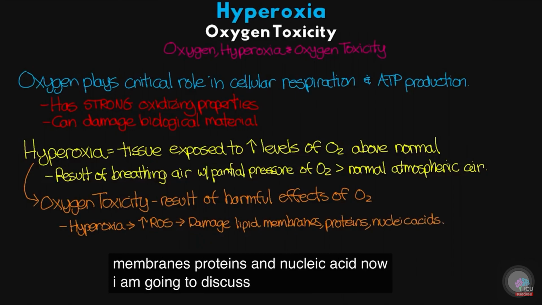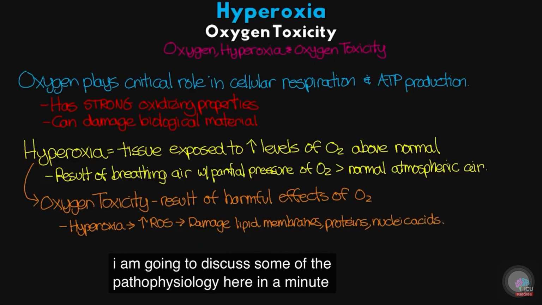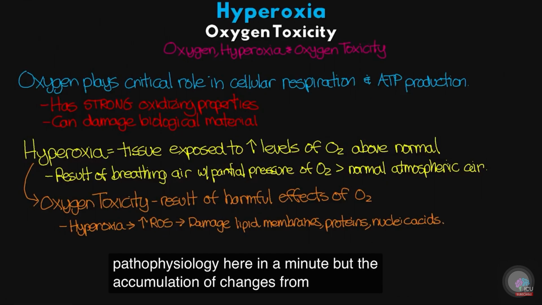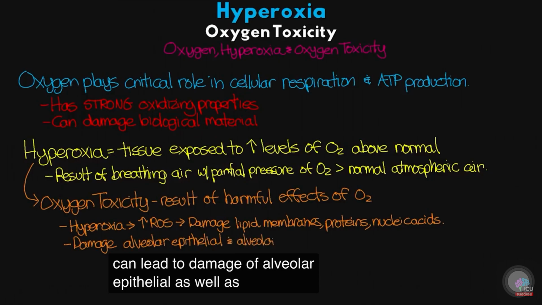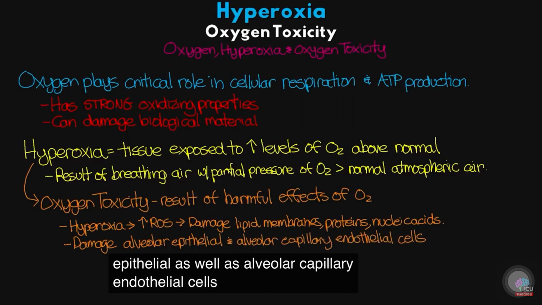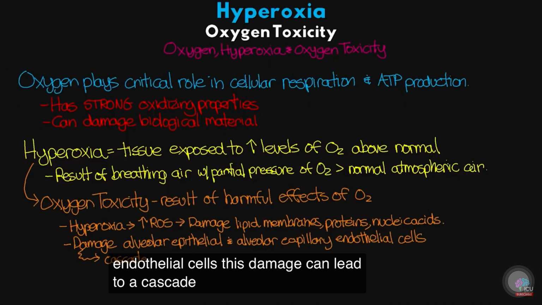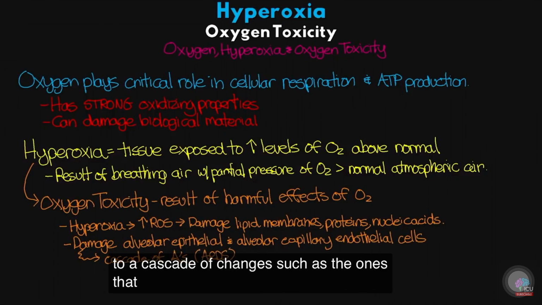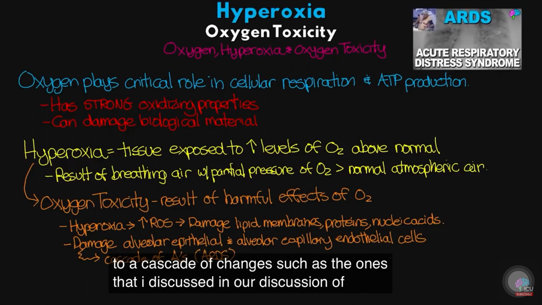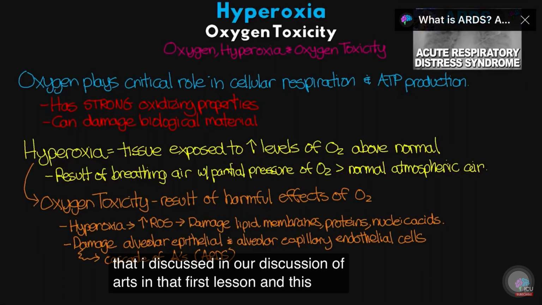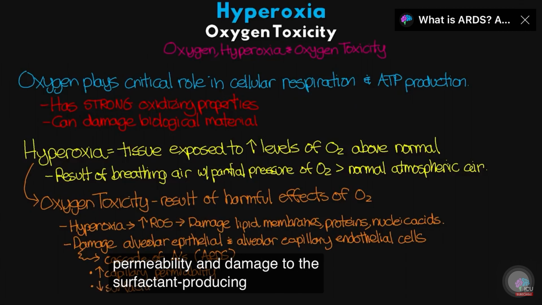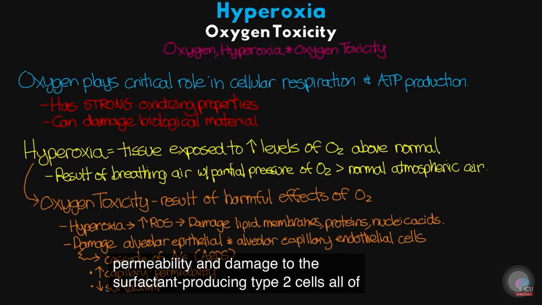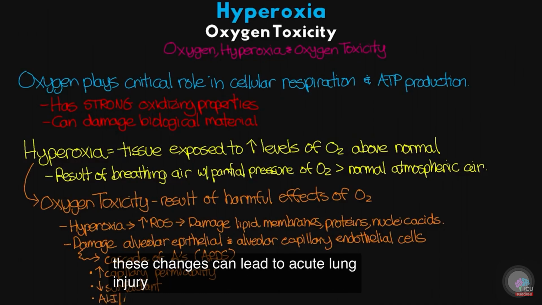Now, I am going to discuss some of the pathophysiology in a minute, but the accumulation of changes from hyperoxia can lead to damage of alveolar epithelial, as well as alveolar capillary endothelial cells. This damage can lead to a cascade of changes, such as the ones that I discussed in our first lesson on ARDS, and this includes increased capillary permeability and damage to the surfactant-producing type 2 cells. All of these changes can lead to acute lung injury or ARDS depending on the severity of the damage.